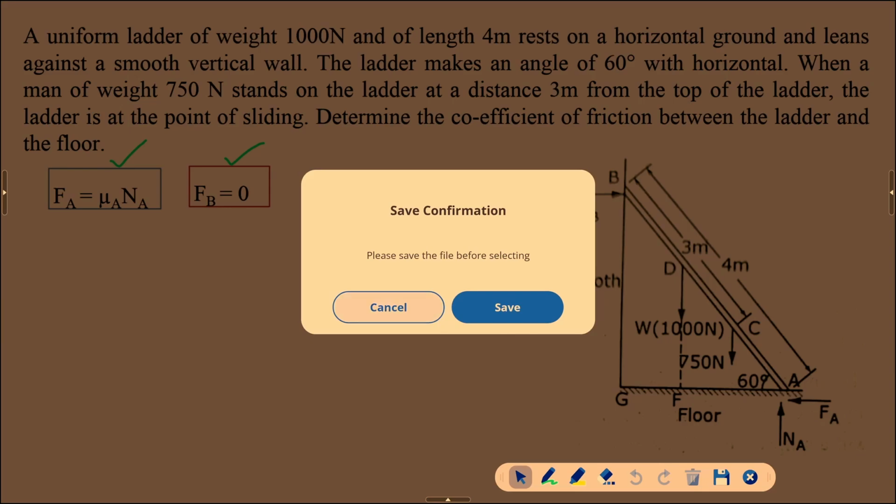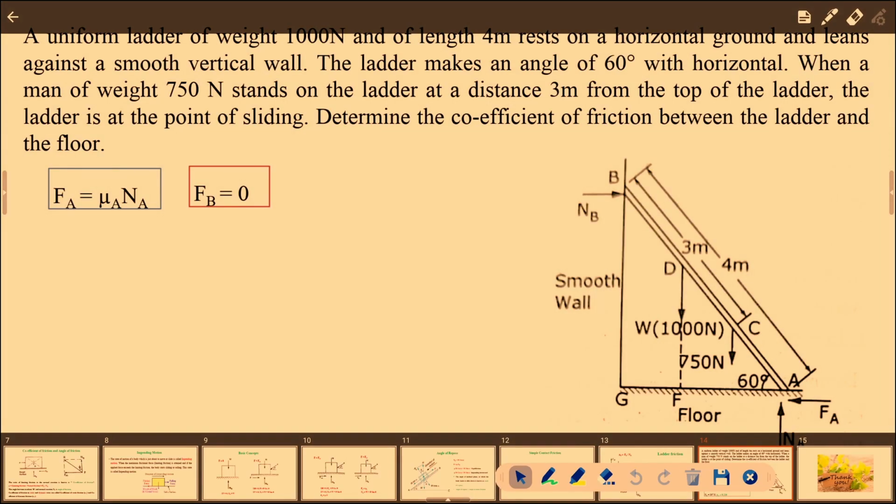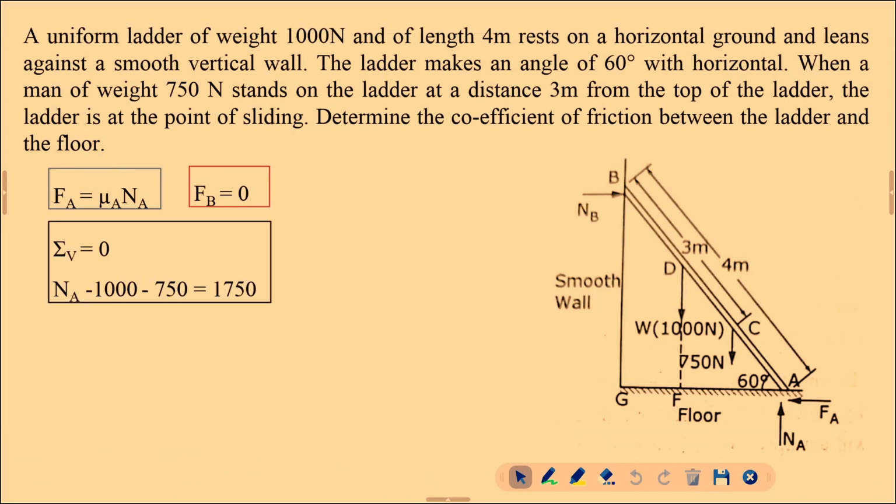What we have to do? Next, we need summation of V. So, you can start with summation of V. First consider the vertical, and then if required we will move on to horizontal cases. How many vertical forces are there? NA is there, and then the self weight W is there, and then the man's weight is there, 750 Newton. Okay, so 3 vertical forces.